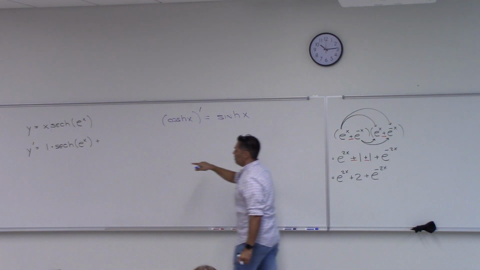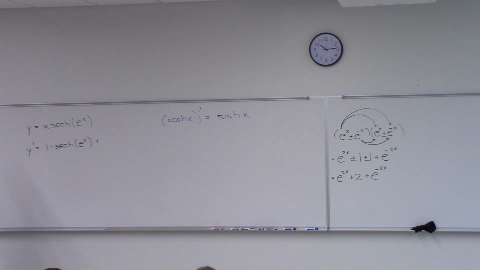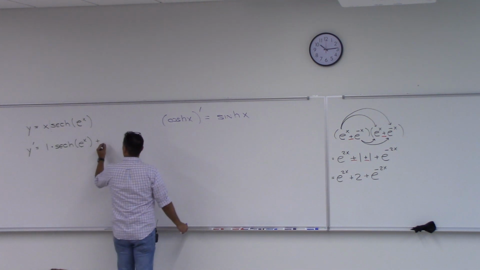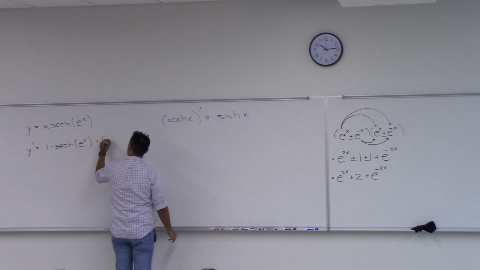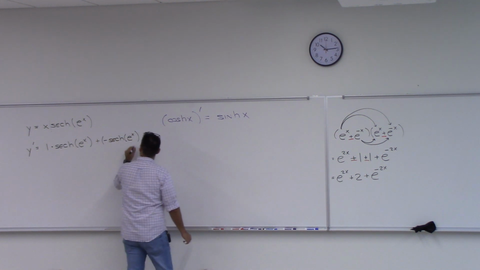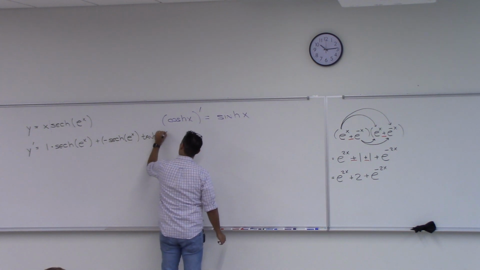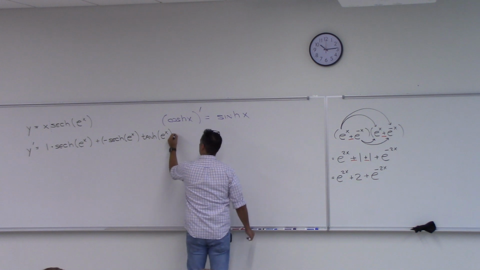So I'm going to put here, who's my next volunteer to tell me the next line? If you've answered, you're out. I want to hear from people. Go ahead. Okay, so negative secant hyperbolic e to the x, tangent hyperbolic e to the x, times e to the x.